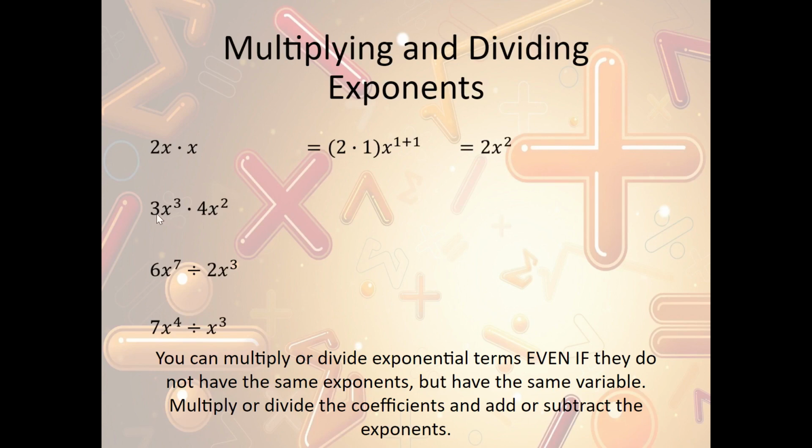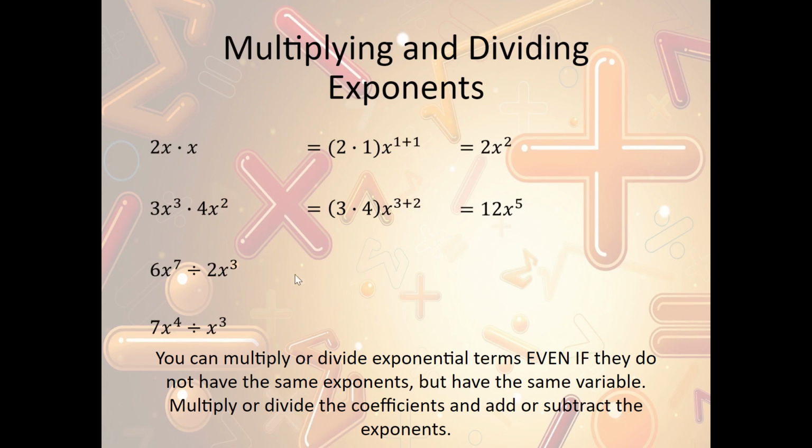So look at another example of multiplication. So we have 3x cubed times 4x squared. Now with this one, again, we're going to multiply the coefficients, so 3 times 4, and we're going to add the exponents, so 3 plus 2. We end up with 3 times 4, which is 12x, and 3 plus 2 is 5, so we get 12x to the fifth power.